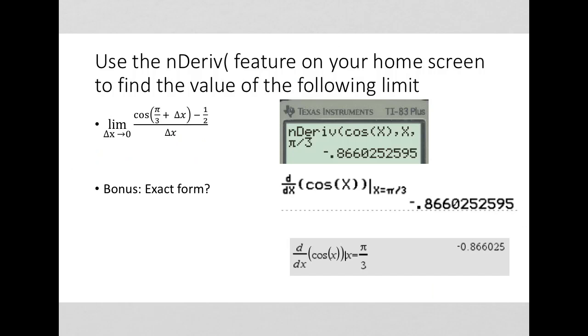The bottom is if you're on a TI Inspire CX calculator. And there you have it, using the n derive feature on the home screen of your calculator.